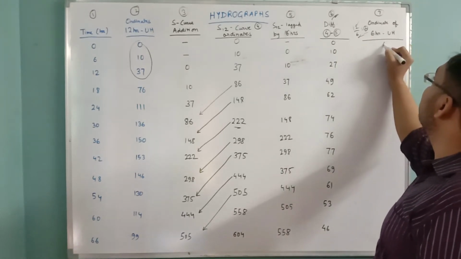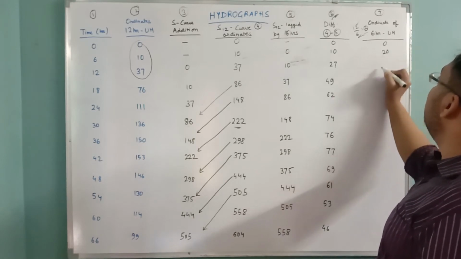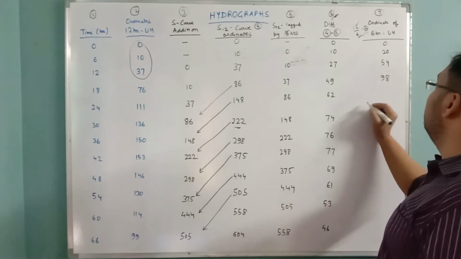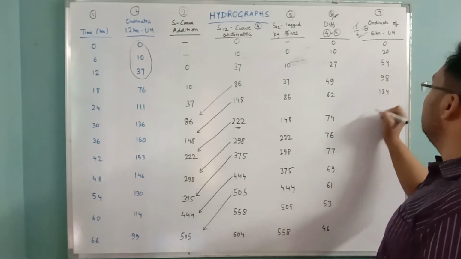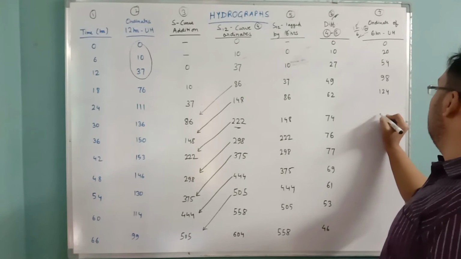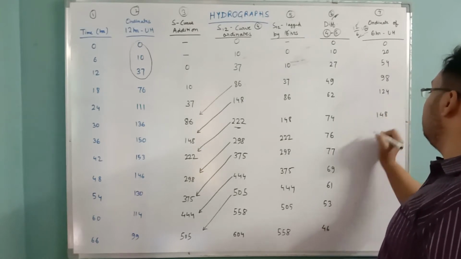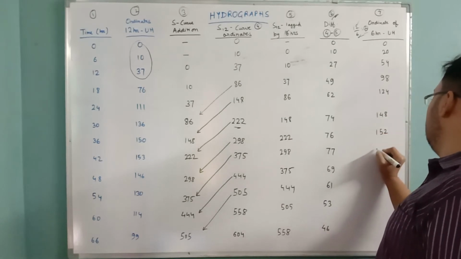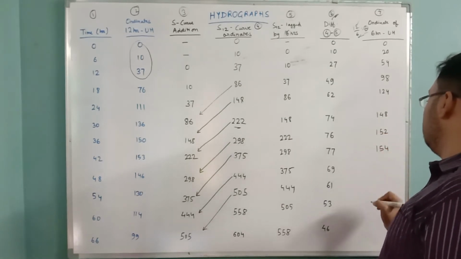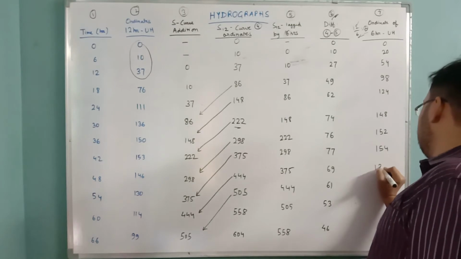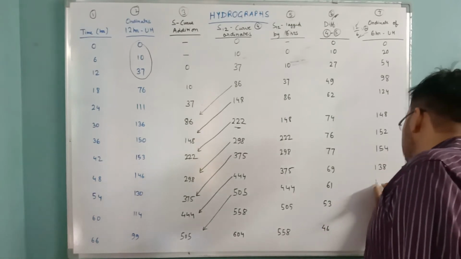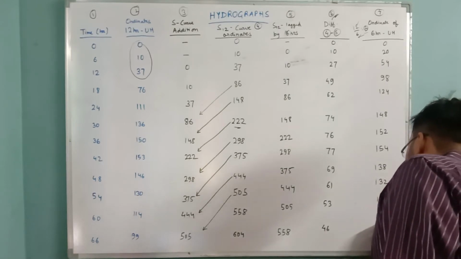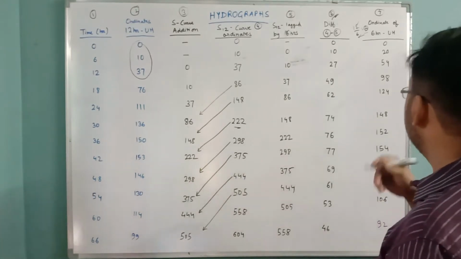So this is going to be 0, 20, 54, 98, 124, this is 148, this is 152, 154, 138, 132, 106, 92, and so on.